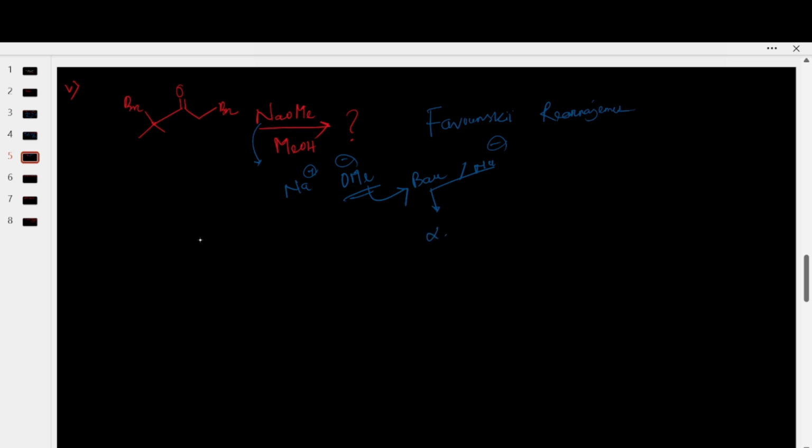So alpha to the carbonyl, this position is the more acidic. So this is the more acidic proton. So methoxide ion will abstract the most acidic proton and it will form a carbanion at the alpha position. There are two alpha positions, one here and one on the other side, but in that alpha position there is no proton. So it will abstract this proton only. Then a carbanion will form.